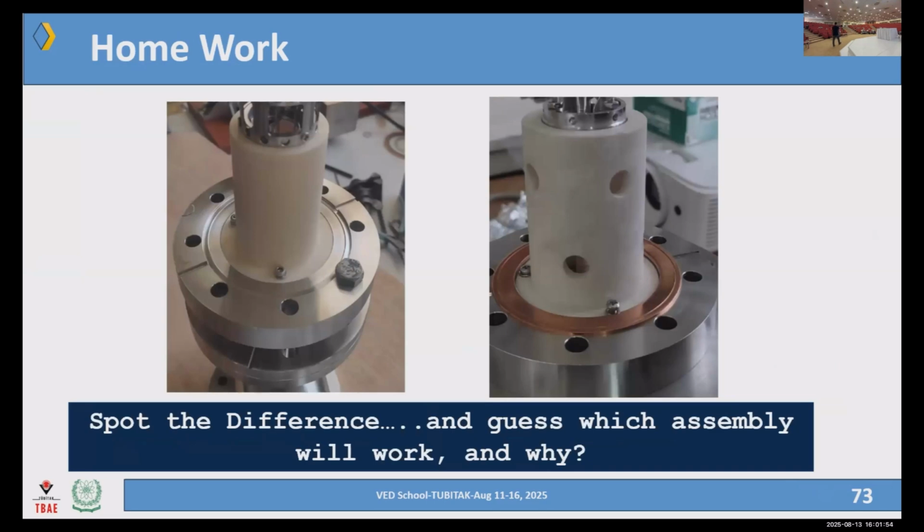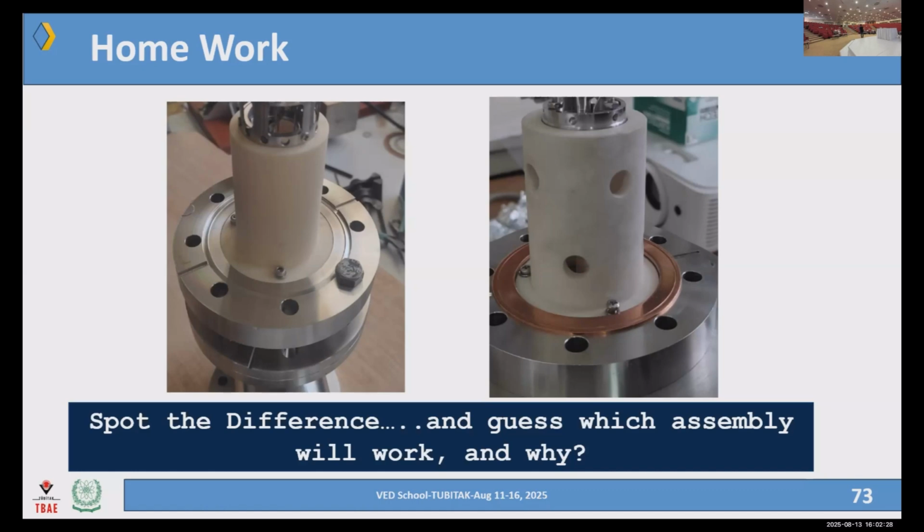Homework. This is pure homework. Let me explain it to you. These two guns are very similar, very, very similar. But one of them works and the other refuses to work. Forget about the cathode part. The only culprits are hidden somewhere in the neck. Spot the difference between the two geometries and guess which assembly will work, and tell me why it will work. You have time until tomorrow.